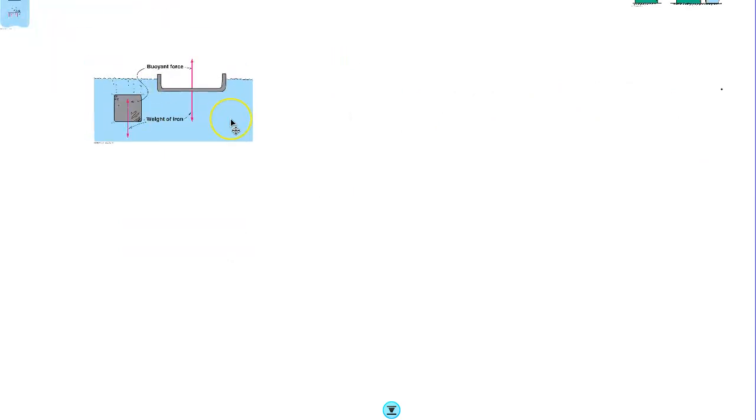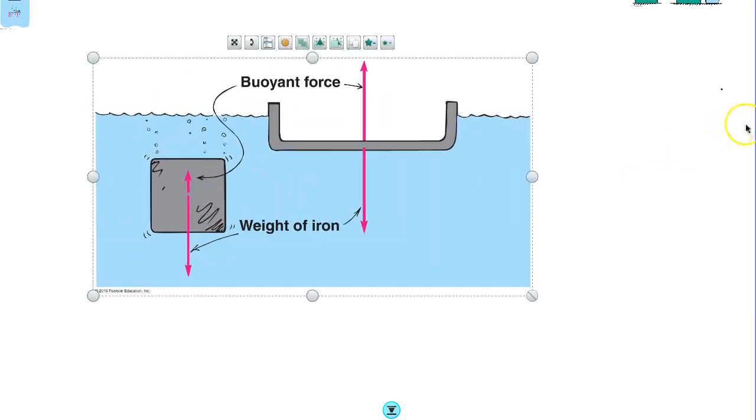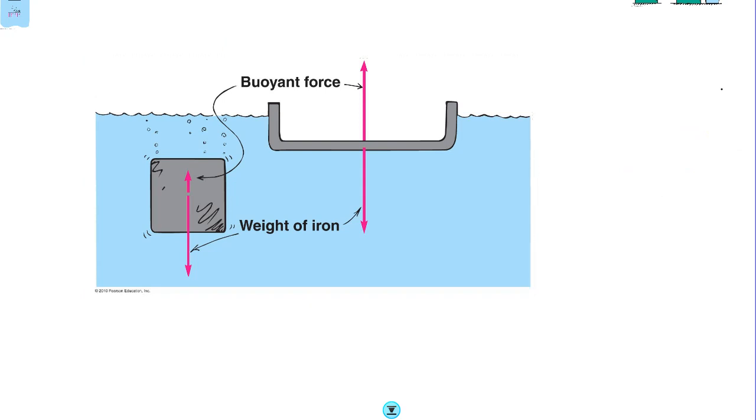All right, so let's talk about buoyancy and floating again for a second. If we have a mass of iron, doesn't matter how much, let's just say it's 100 grams. If we put that 100 grams of iron in just a big cube like this, we put it in the water, okay?